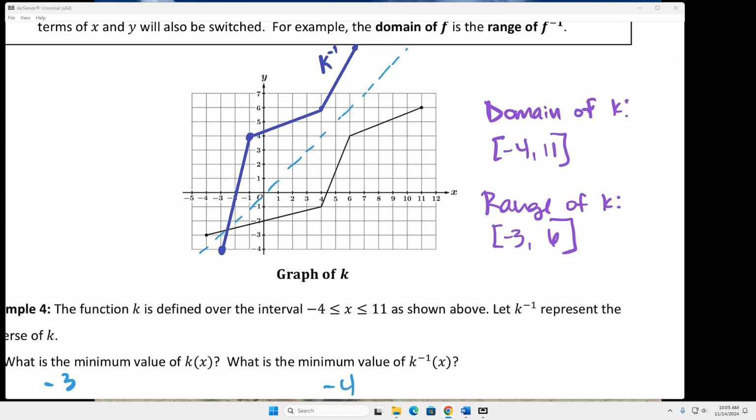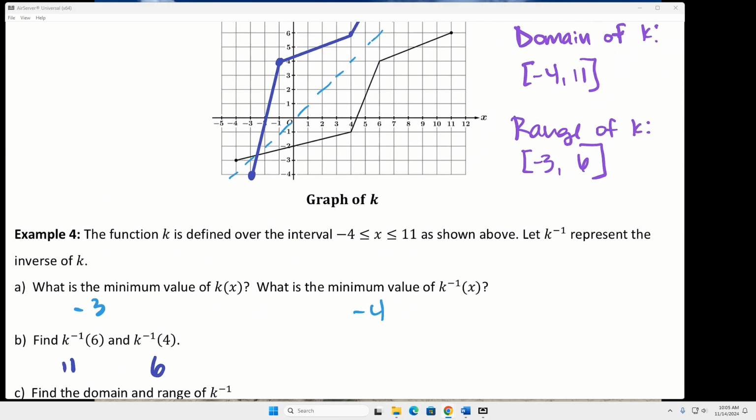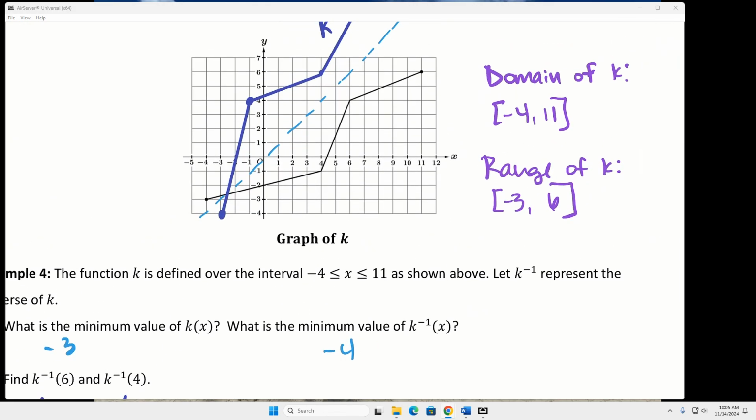All right, so K inverse of 4, I can go to where y is 4, go to the original K graph. That's just going to be 6. Or if you wanted to, we have this inverse graphed. We could go to where x is 4, the y is 6. So it's always going to work out the same way.